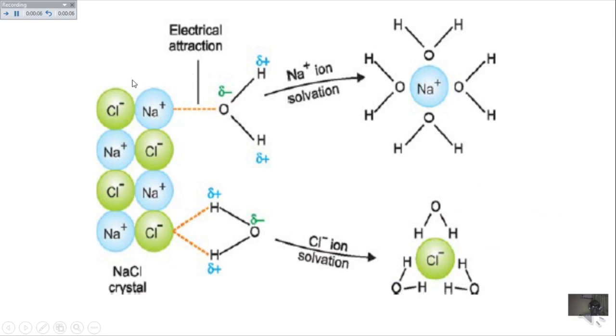When you have a sodium chloride crystal in water, the sodium ion will be attracted by the oxygen in water, while the chloride ion in the water gets attracted to the hydrogen in the water. And what happened? The water solvated the sodium ion, and the water also solvated the chloride ion.